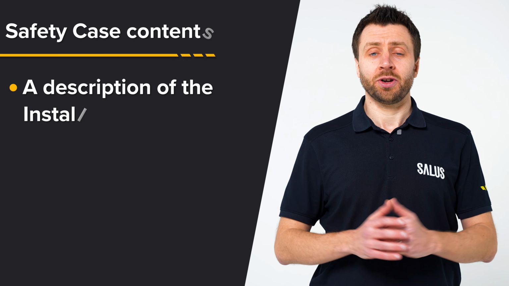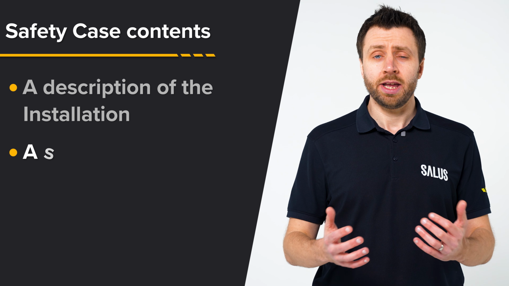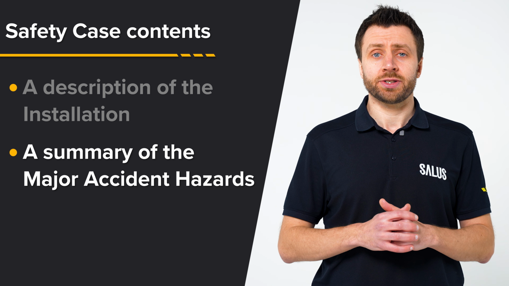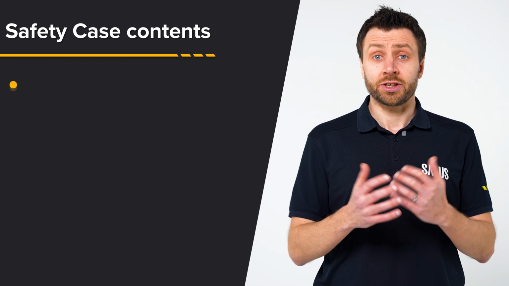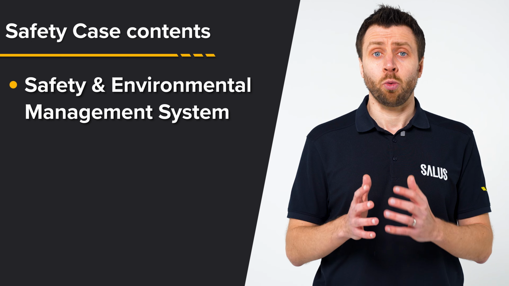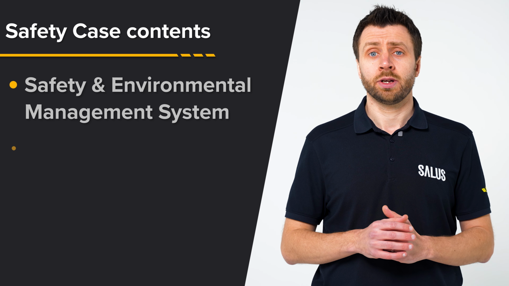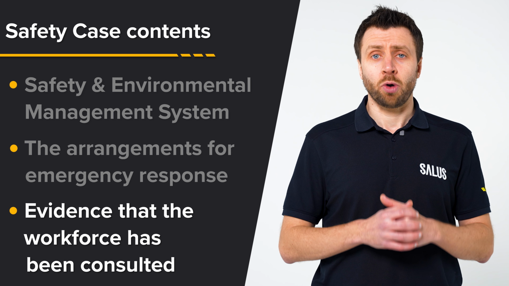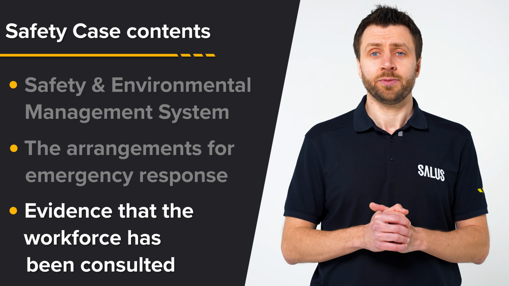Within a safety case, you will typically find a description of the installation, including key equipment and operations, a summary of the major accident hazards and the safety and environmental critical elements relied upon to control them, a summary of the key risk assessments supporting these claims, a description of the safety and environmental management system, including the work processes used on board, the arrangements for emergency response, and the evidence that the workforce has been consulted and involved.